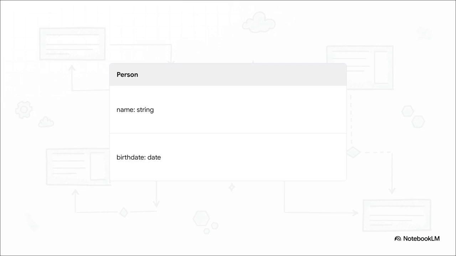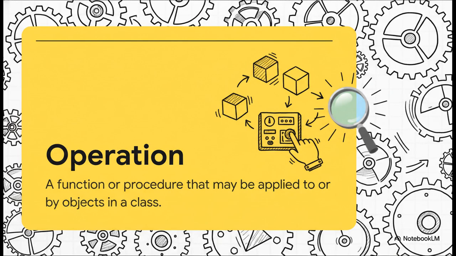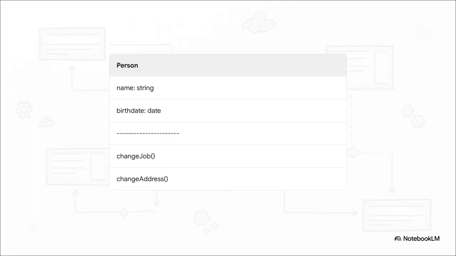Right here in our book class, we can list its attributes. We've got title, which is a string of text, and birth date, which would be its publication date. See, our map is already getting more detailed and way more useful. But things in the world don't just have characteristics, they also do things. These actions are called operations. They're basically the functions an object can perform, or put another way, the things we can do with it. And with that, we have the complete structure.